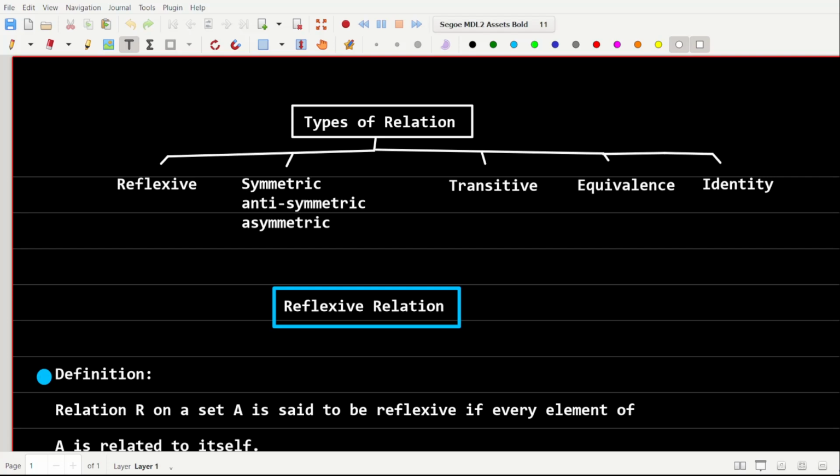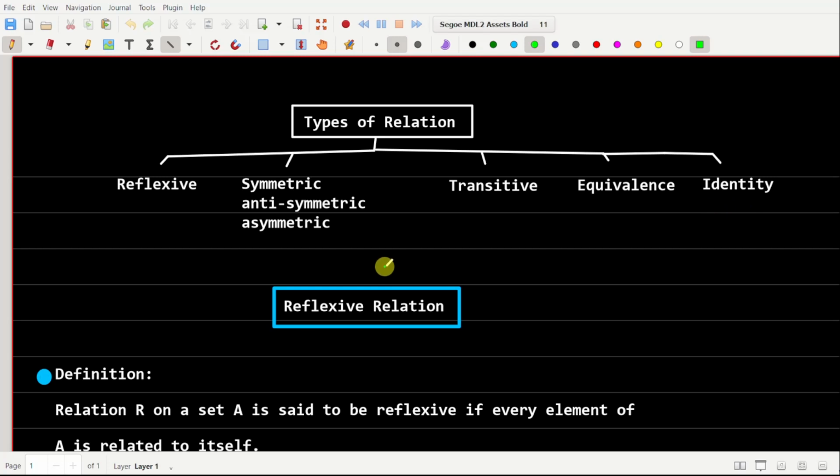Hello children. Today we will continue our topic on relations with the types of relations. So we have relations as reflexive relation, symmetric, antisymmetric and asymmetric relations, transitive relations, equivalence relations and identity relations. So we will start with the reflexive relations.